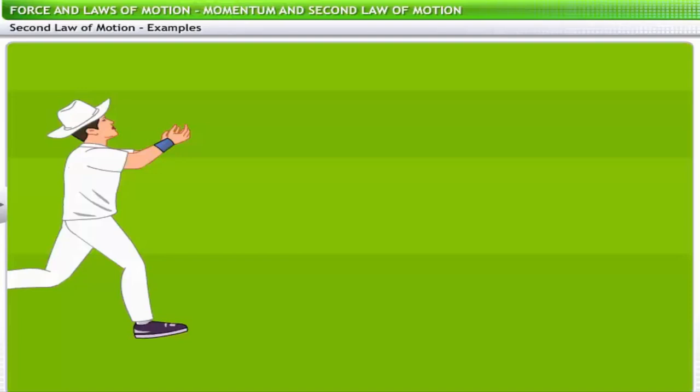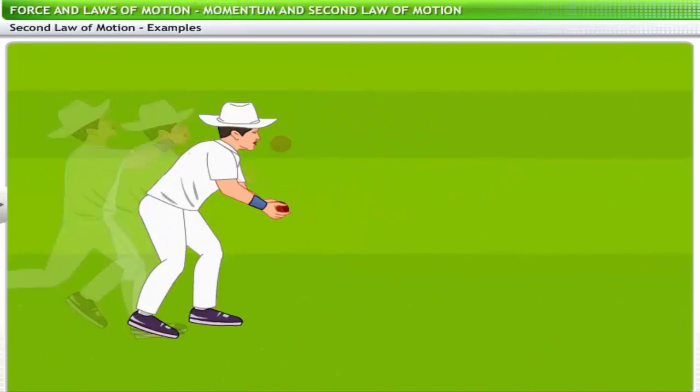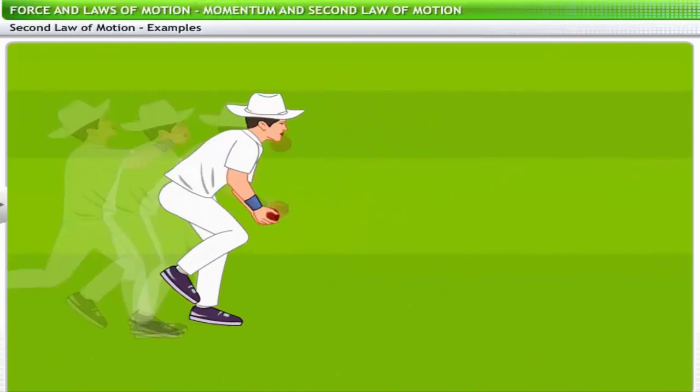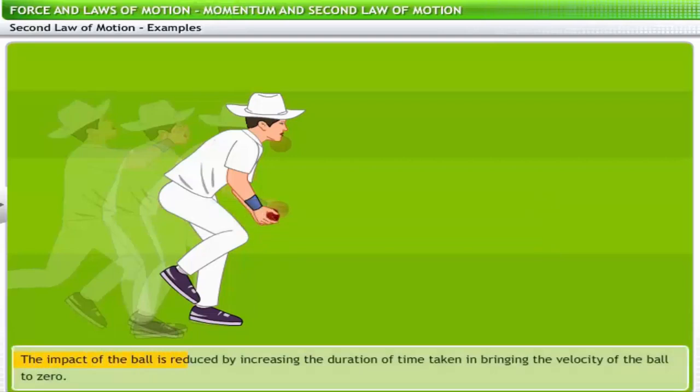A lot of our actions are based on the second law of motion. Observe the cricket fielder reaching out to catch a fast-moving ball. As you can see, he pulls his hands back to catch the ball. Why does he do that? He does that to reduce the impact of the fast-moving ball on his hands, before bringing its velocity down to zero. By pulling his hand back, he increases the duration of time taken in bringing the velocity of the ball to zero.